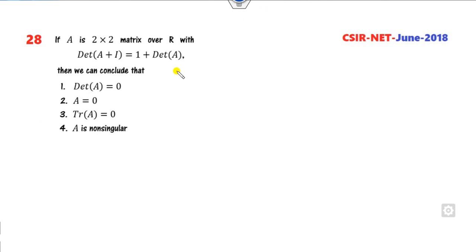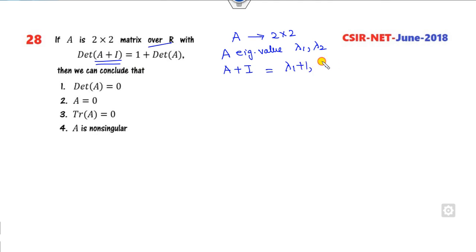Okay, now look at that. A is any 2 cross 2 matrix over R. Then you have to find which satisfies this. That's very simple. Let's say A is my 2 cross 2. What are the eigenvalues of my 2 cross 2 matrix? Here, these are my eigenvalues. What is the eigenvalue of A plus I? We all know the eigenvalue of I is 1. So these are my here.